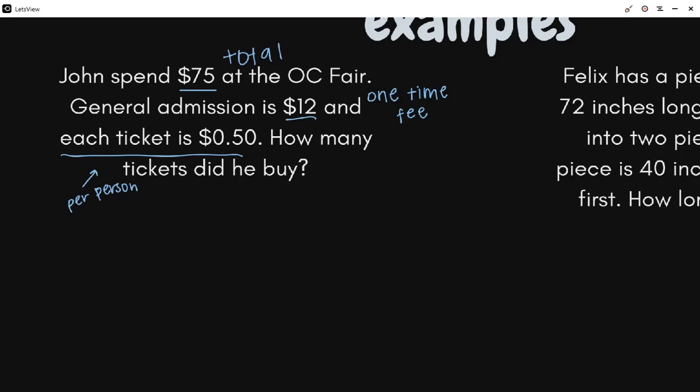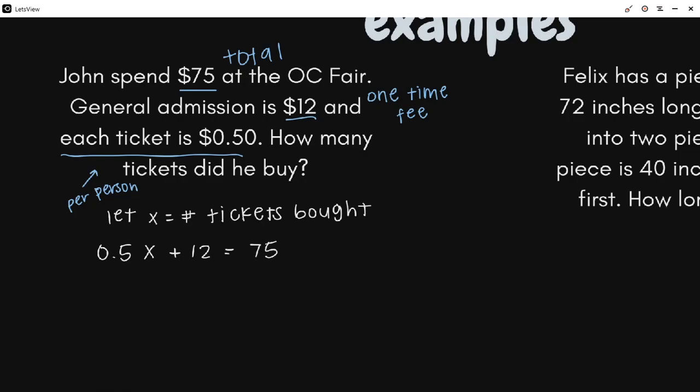total. And to start these problems, you always want to write a let statement, which is let whatever variable you want, I'm going to use x, equal whatever you're substituting that variable for. So for this problem, I'm going to let x equal the number of tickets bought. So 50 cents times the number of tickets bought plus the $12 general admission fee will equal 75.